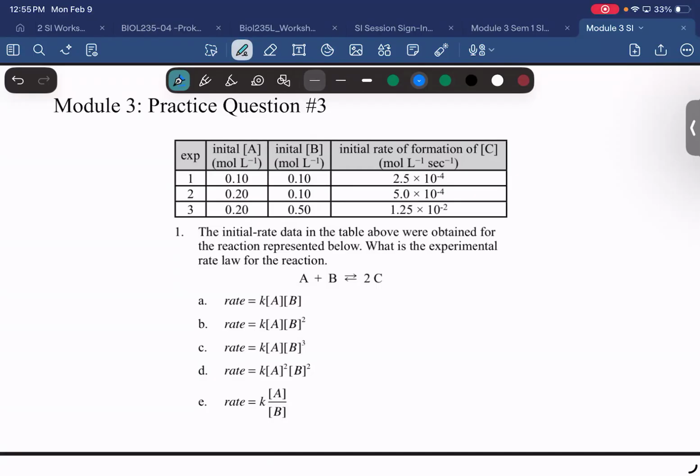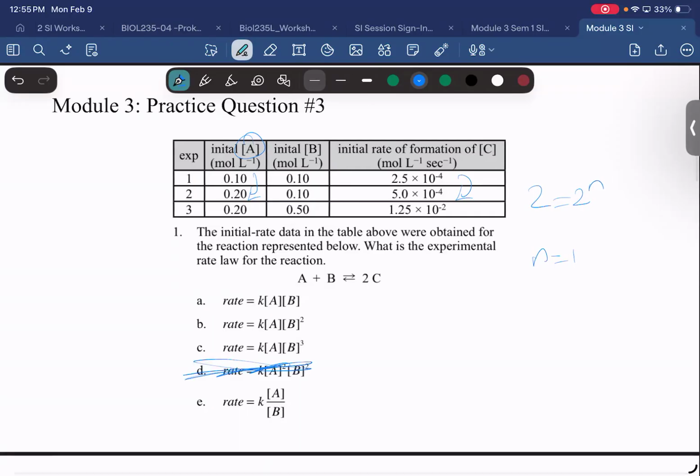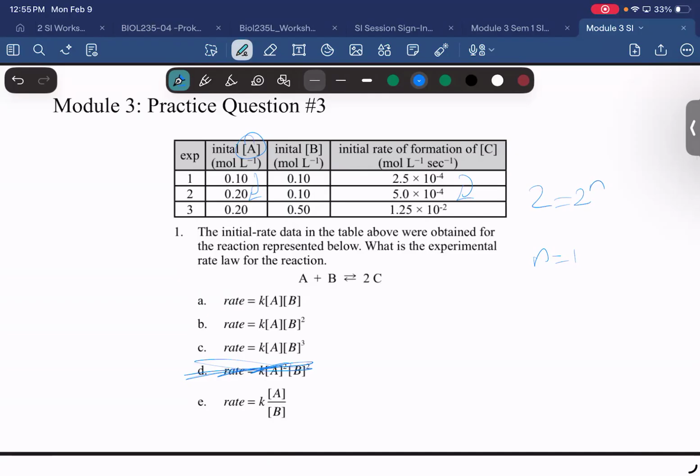Okay. So what I would do is see that the concentration of A doubles, and B is constant in experiments 1 and 2. And we see that as it doubles, the reaction rate doubles, right? So that's simply 2 equals 2 to the n, and n equals 1 for A. So anything that isn't that is wrong. So D is wrong, and everything else looks like it's right. E, you never see E. That's the truth.